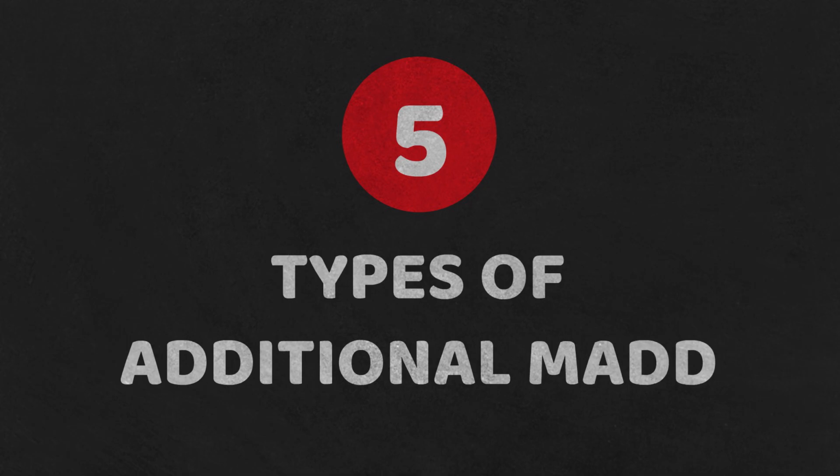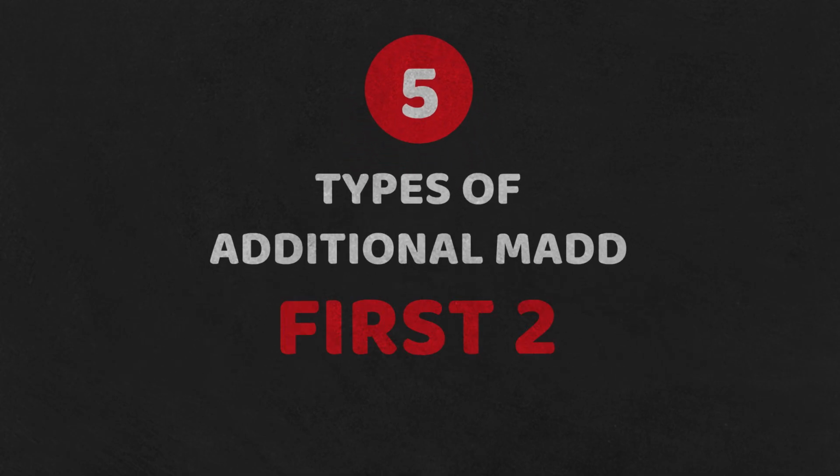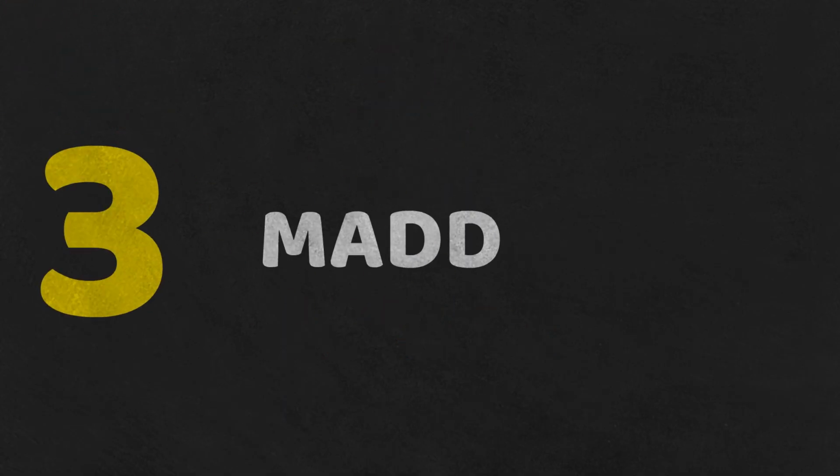In the previous video, we mentioned that there are 5 types of additional mud. The first 2 were explained, which were additional mud followed by hamza. This video will explain the remaining 3 types of mud, which are mud followed by sukun or shaddah.